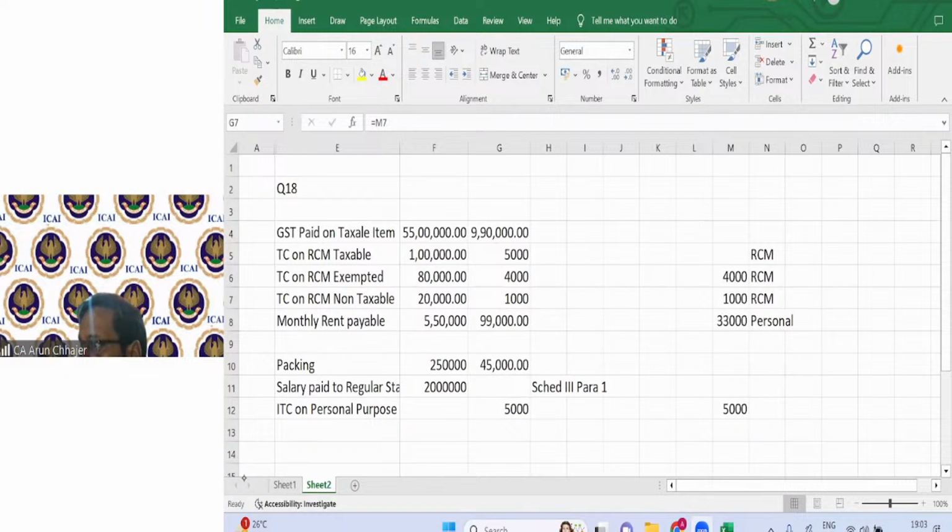T1 is the ITC, non-business activity, exempt supply, block credit, taxable supplies. चलेगा, बहुत बढ़िया कीर्ति। अब आप सभी लोगों को मुझे बताना है कि इसमें क्या कोई T1 है, T2 है, T3 है, T4 है, out of this line item which we have discussed.